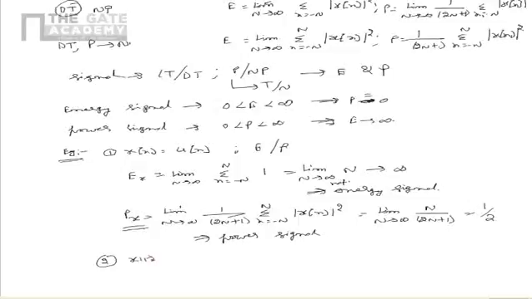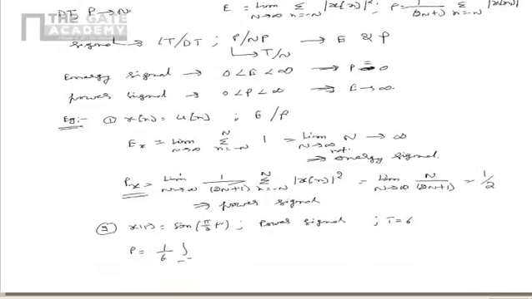Now let us consider another signal x of t is equal to sine pi by 3 t. We have to check if the signal is power signal. We know that the signal is a continuous time signal and it is periodic with a period of T equal to 6. From this, we see that the power of the signal P is given as 1 by 6 integral minus 3 to plus 3 sine square of pi by 3 t. This would be equal to 1 by 2 upon simplification.